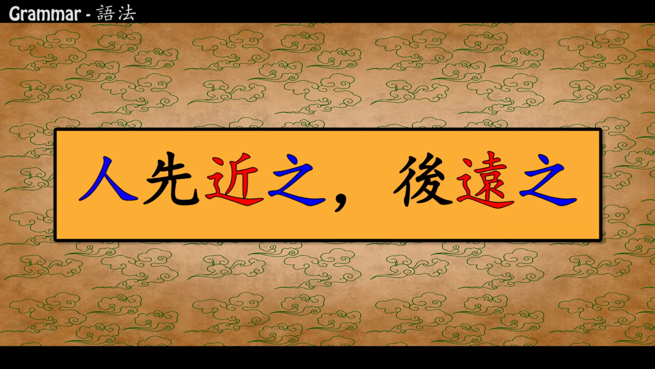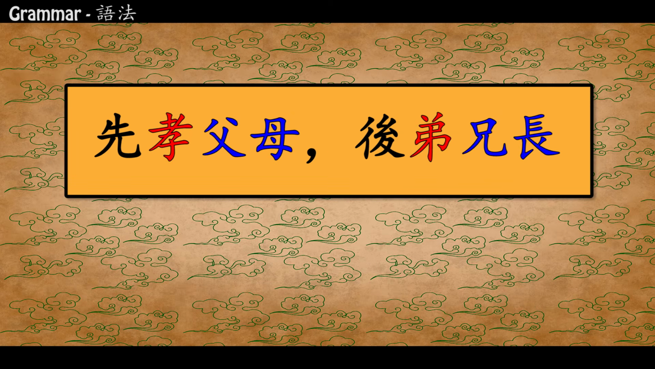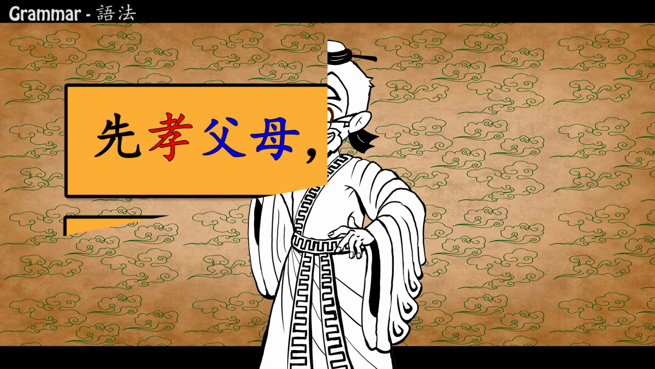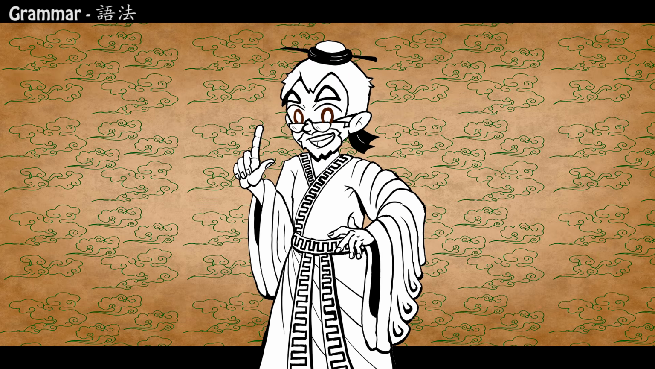And one more for good measure. 先孝父母后悌兄长. The character 兄 means older brother, so 兄长 means older brothers and elders. Begin with showing filial piety to your parents, then show brotherly love to your older brothers and elders. And this last saying also makes for a good lead-in to today's Chinese culture notes.